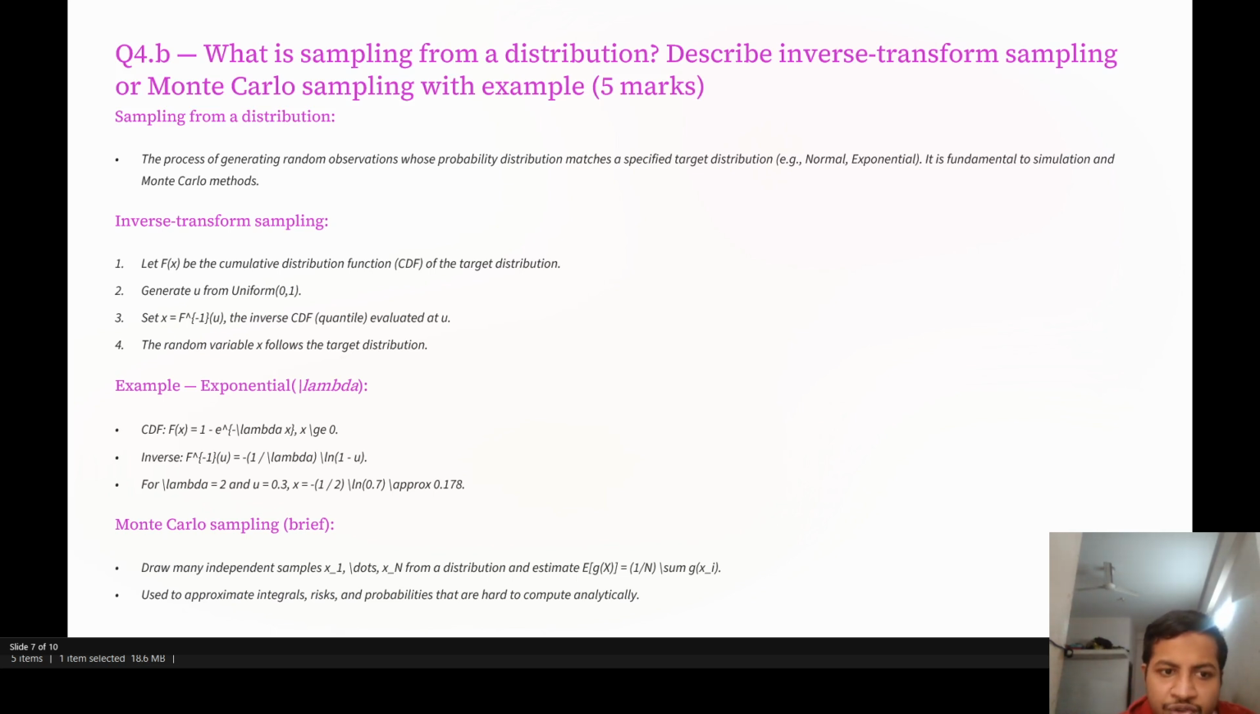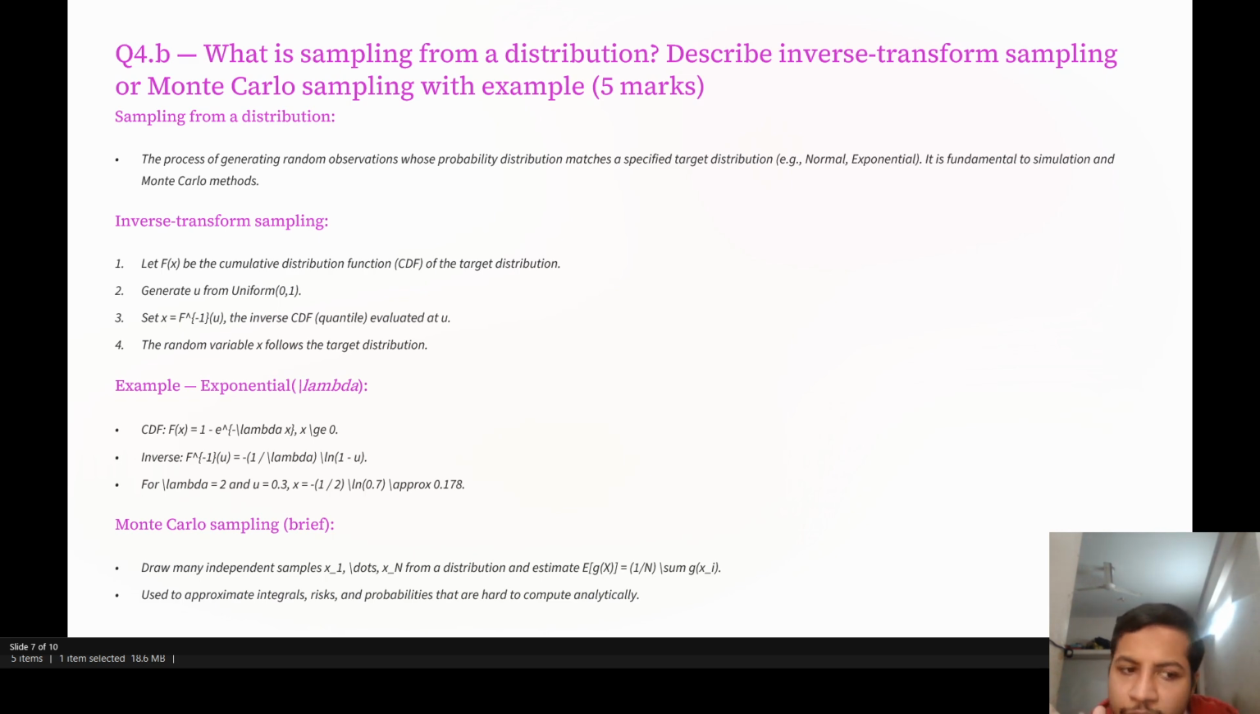For example, Exponential(lambda). The cumulative distribution function will be 1 minus e to the power minus lambda x for x greater than or equal to 0, and the inverse F^-1(u) is minus 1 over lambda times log(1 minus u). For lambda 2 and u equal to 0.3, x equals minus 1 by 2 log(0.7), which is approximately 0.178.